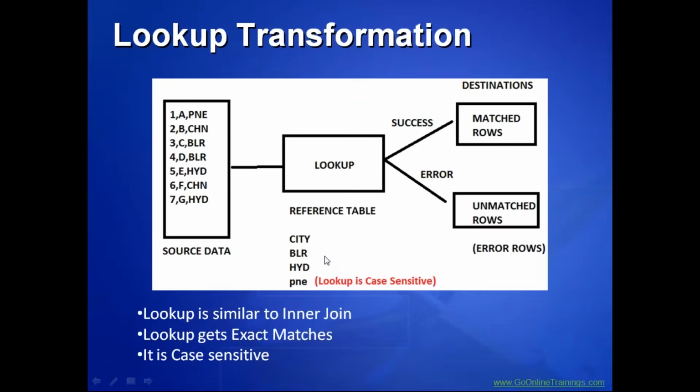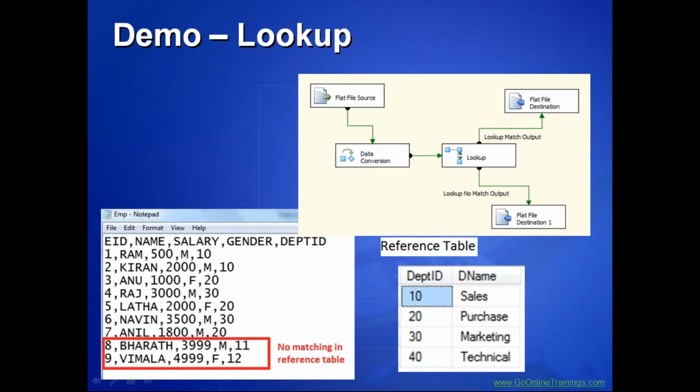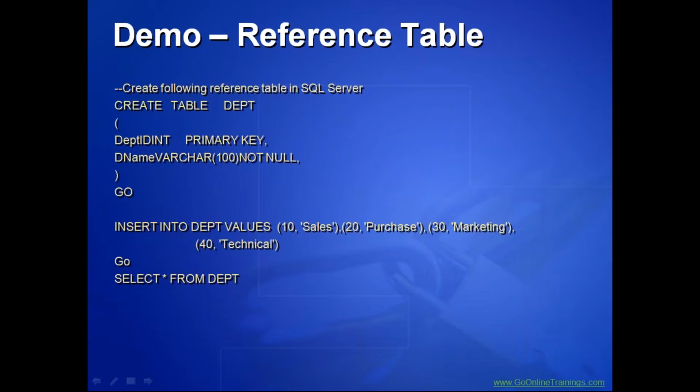So let me create it. This is the data, I'm just giving it to you. So here, this is my reference table. I have 10, 20, 30, 40, but unfortunately 11 and 12 I don't have here. So these are no matching entries for me. Okay, so this is what I'm going to do: create a reference table.